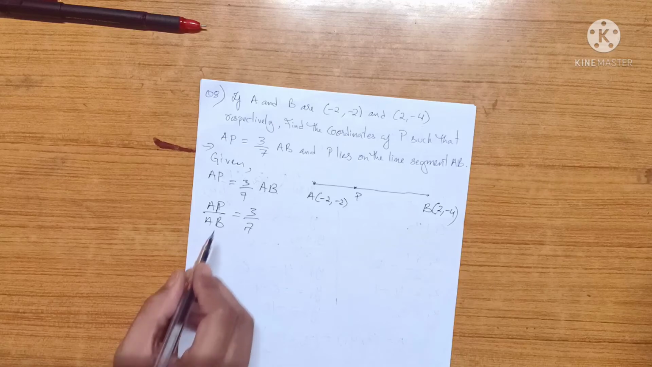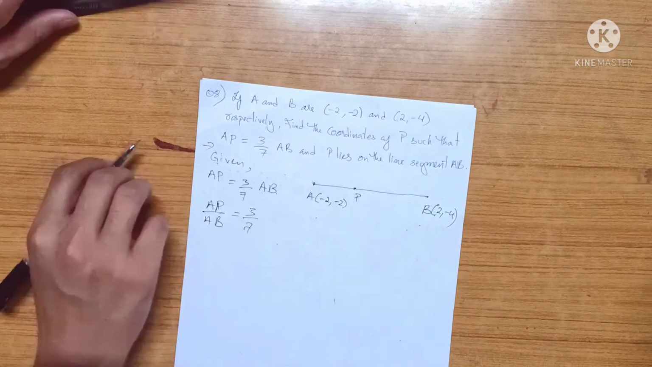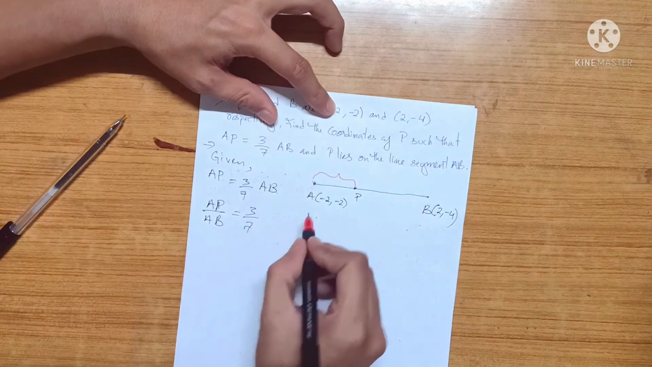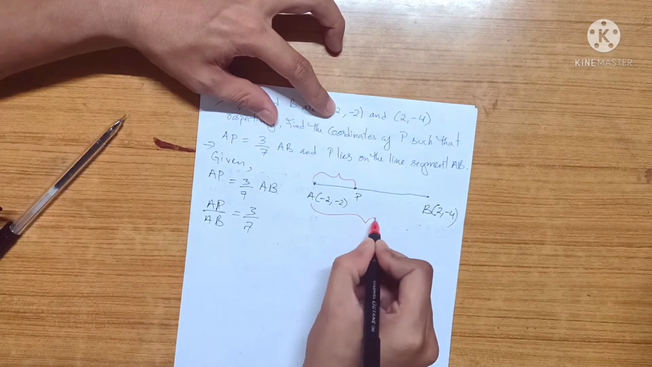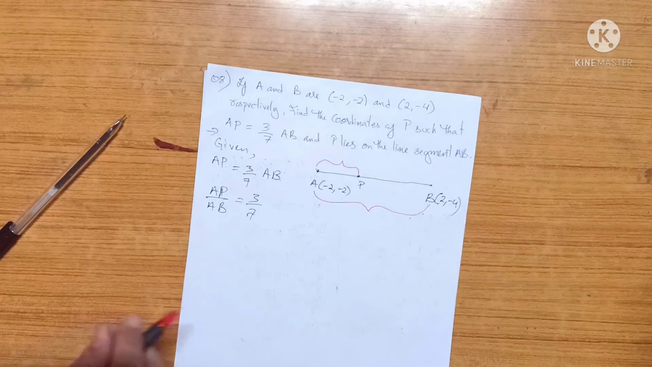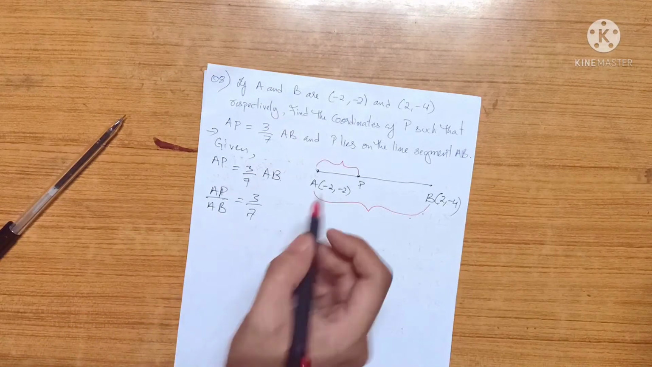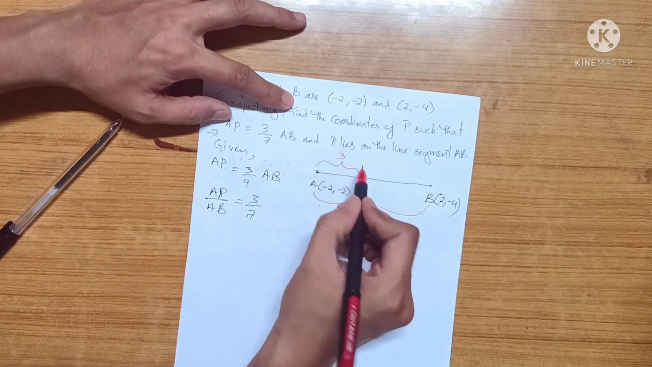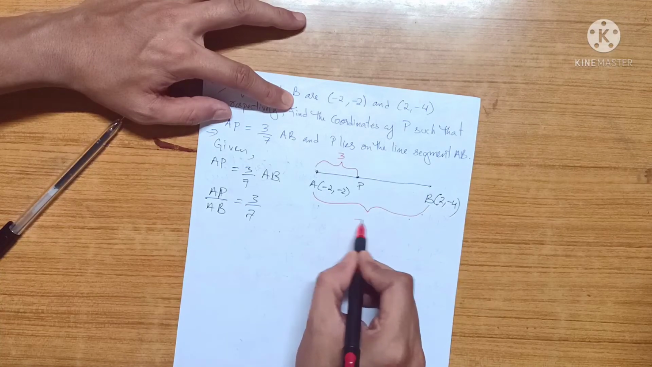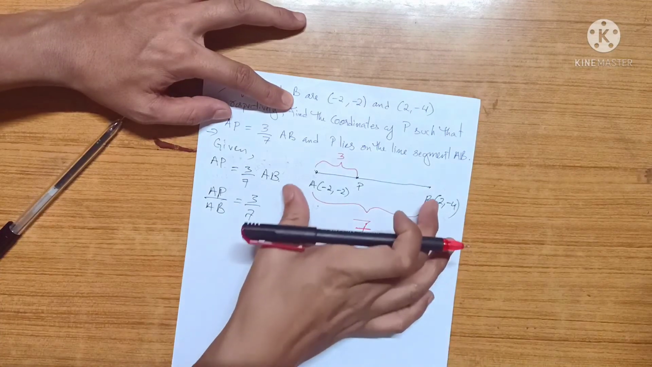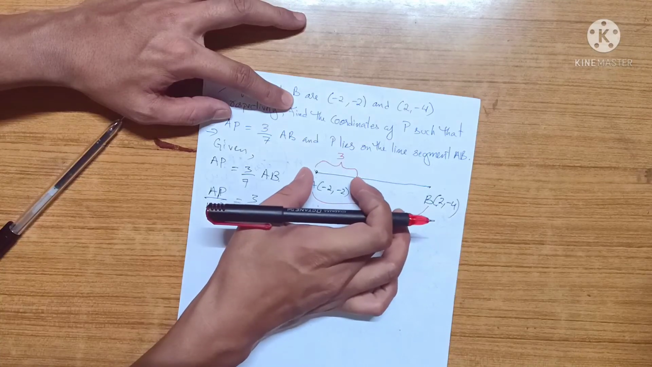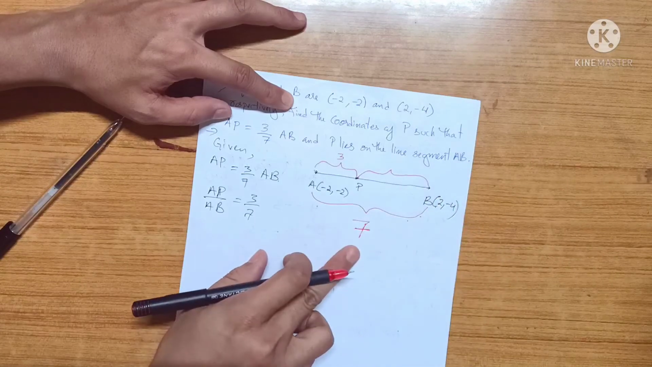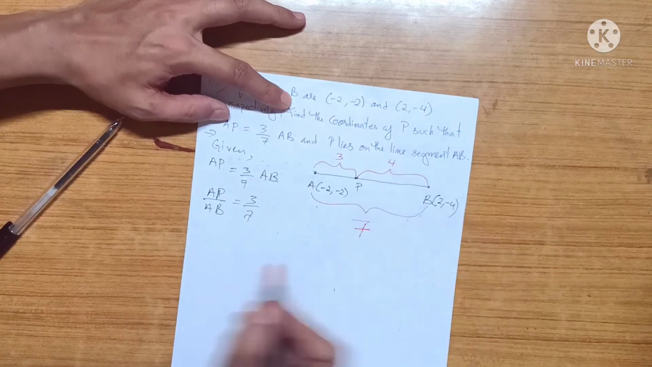AP is this part, but AB is the whole thing. They're saying AP is 3, and AB, the whole thing from here to here, is 7. So this whole part is 7, and this part is 3. Which means this part will be what? If the whole thing is 7 and this part is 3, this part should be 4.